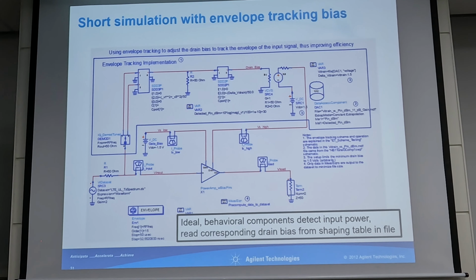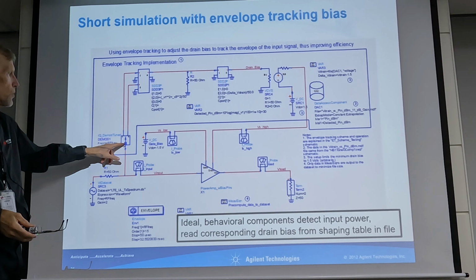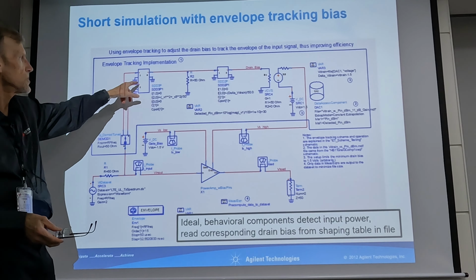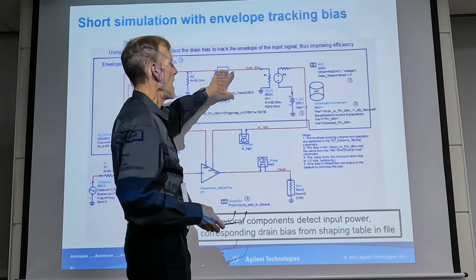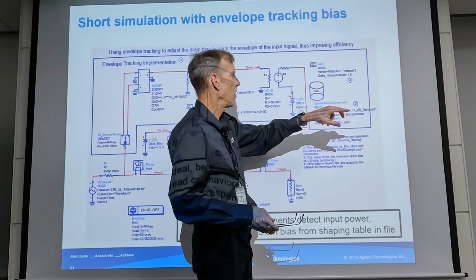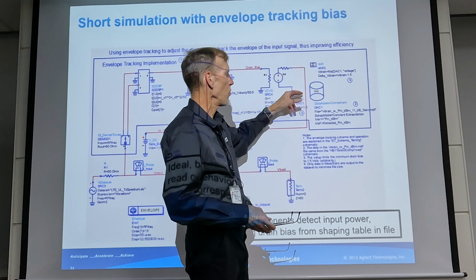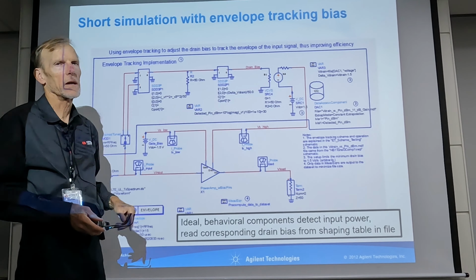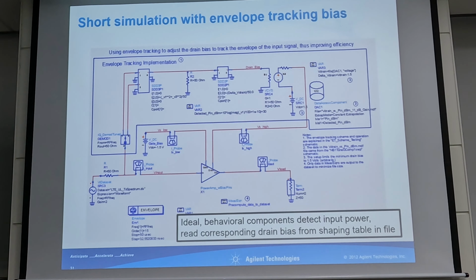Then this is the tracking model. This is an ideal model. And we detect the signal here, and then these equations just detect the power and feed the power into the input power, the envelope of the input power, and get out the bias voltage that corresponds to that input power, and apply that to the drain of the PA. It just uses the data access component to do that, to read out the shaping table data.